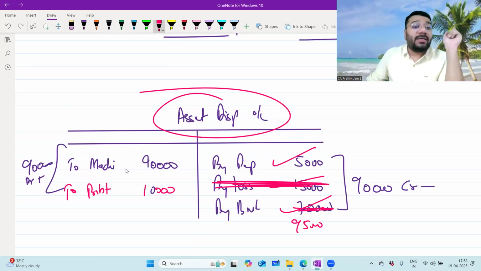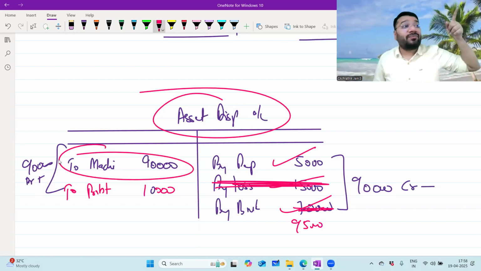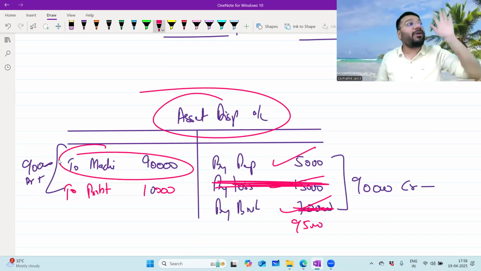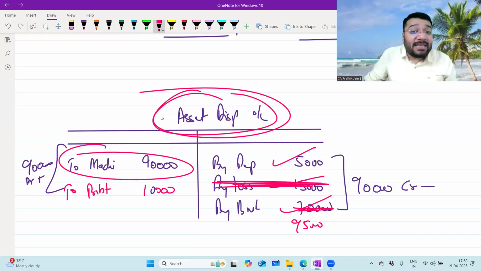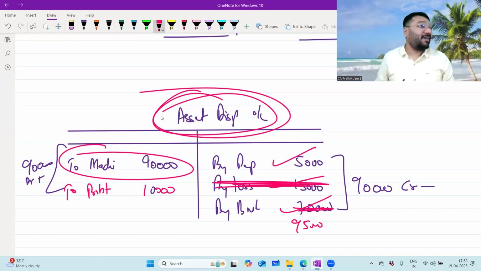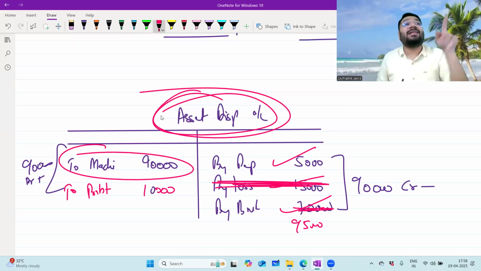But what you will not do is, you will not transfer the machinery value from the asset account to disposal account. This you have to take care. If you don't transfer, what will happen? This asset disposal ledger will not close. And you cannot keep the balance pending in the disposal account. So automatically you understand that you've made a mistake.